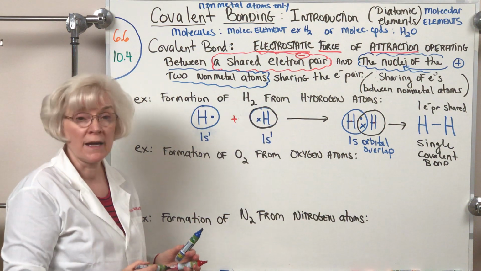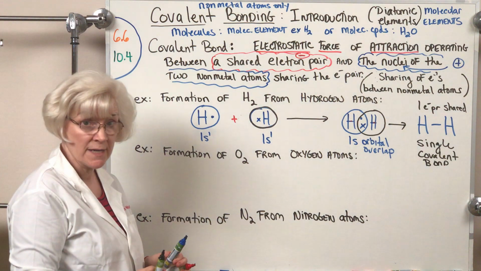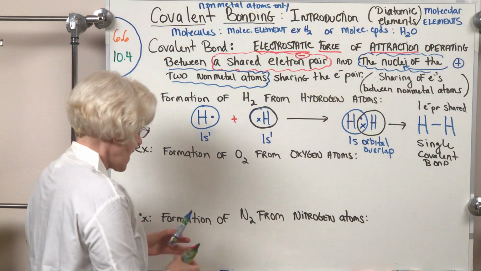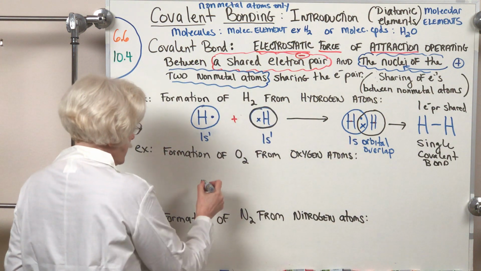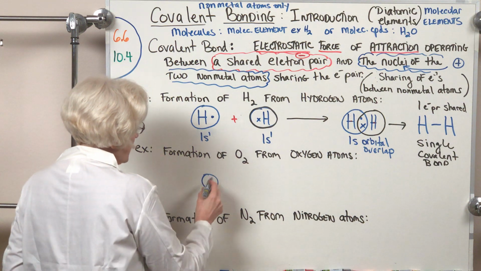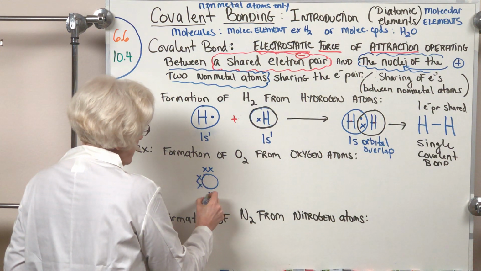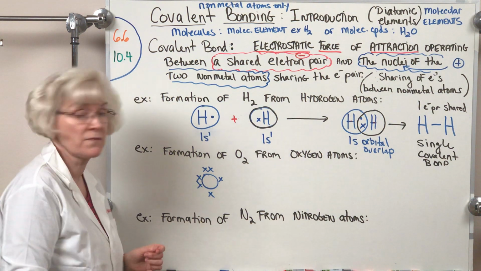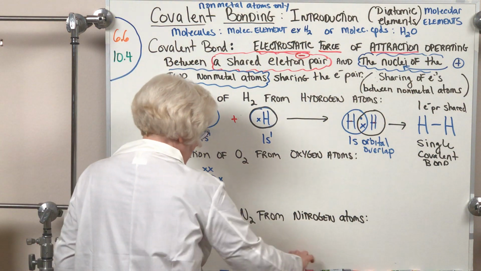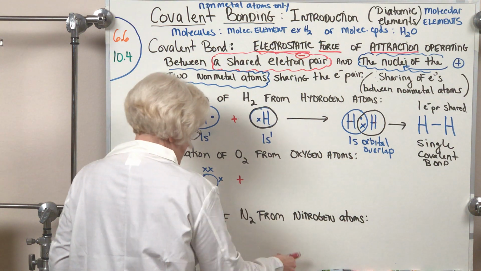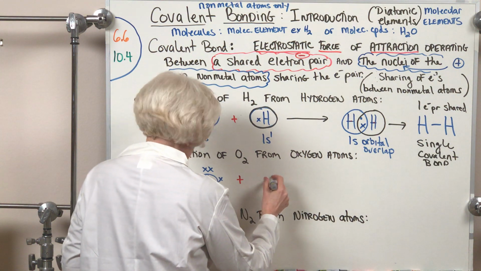So what's going on when we take a look at the formation of oxygen, another diatomic element, from individual oxygen atoms? Well, if we take a look at the Lewis dot structure of oxygen, it's in family 6A. So I'm drawing those 6 valence electrons that are present in the oxygen atom. And here is our second oxygen atom.